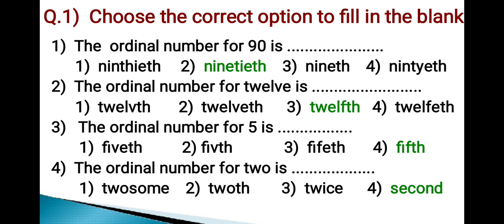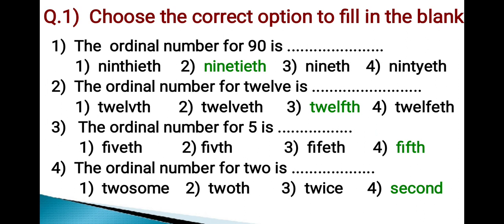Next question. The ordinal number for 5 is dash dash. Out of these four options, option number 4, that is 5th, F-I-F-T-H, is the correct option to fill in the blank. Hence, the correct answer is option number 4.